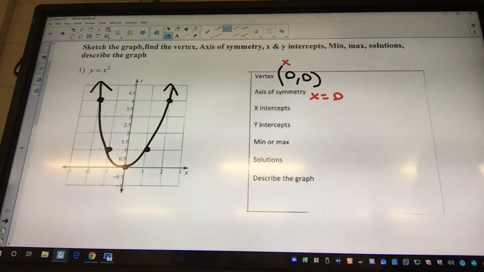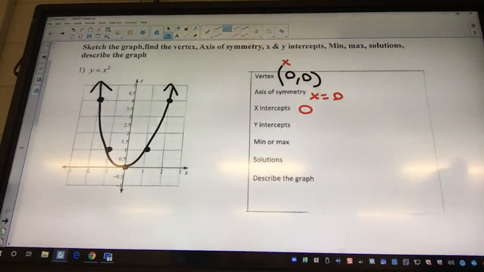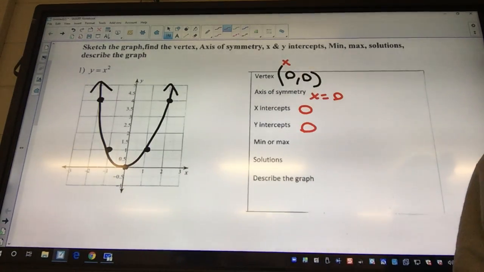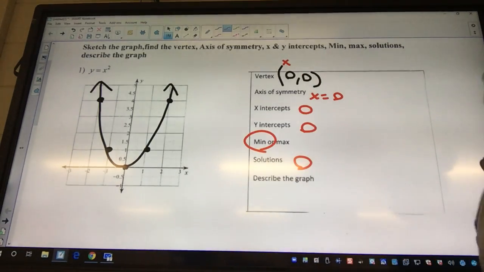None. I was about to say 0. It is actually 0 on the paper. Okay, where does it cross the x line? Is it touching the x line anywhere? Yes, at 0, at that point. Okay, what about the y-intercept? 0. Min or max? Min. Solutions? 0.